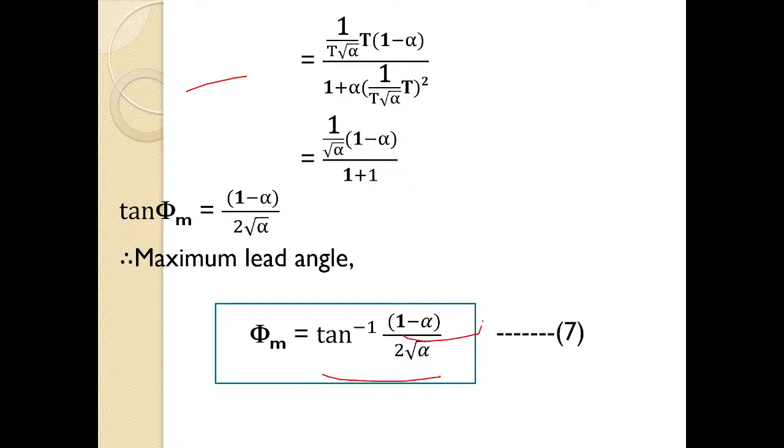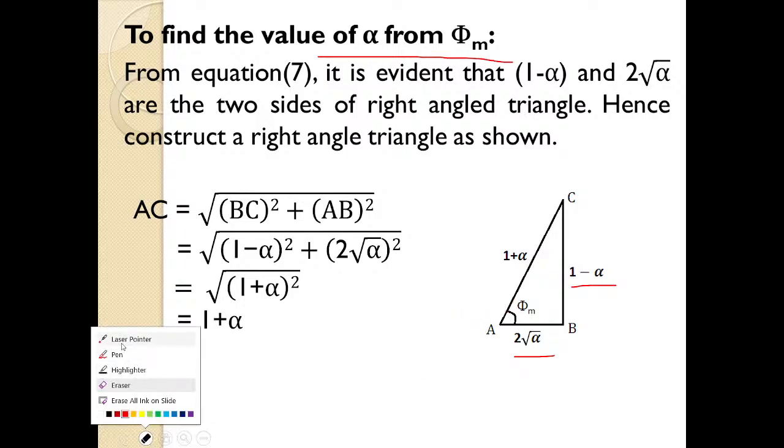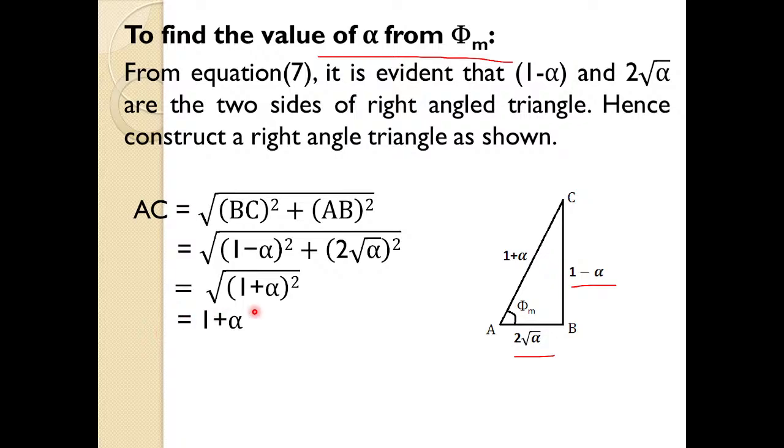So you can represent 1 minus alpha and 2 root alpha as the sides of your right angle triangle. 1 minus alpha is the opposite and 2 root alpha is the base, and phi m is the angle. Now, for this right angle triangle, just simplify to determine the hypotenuse.